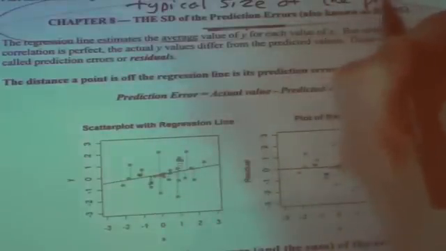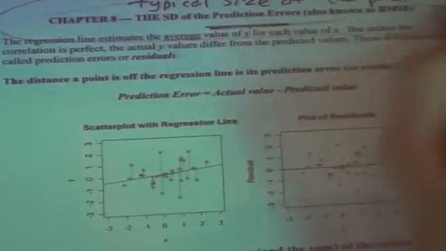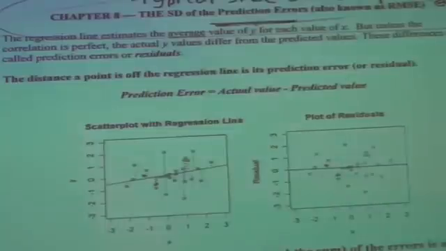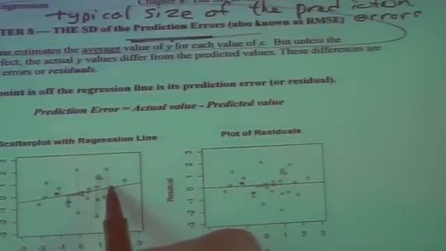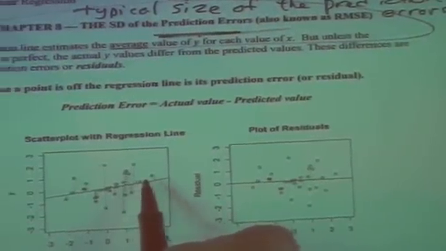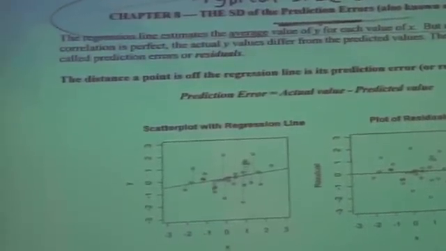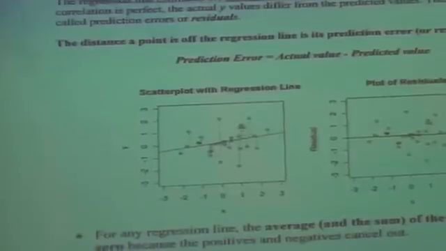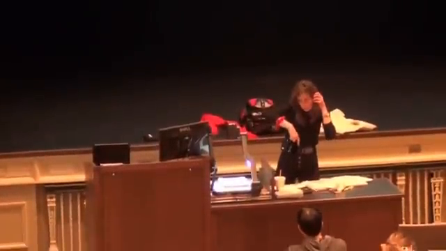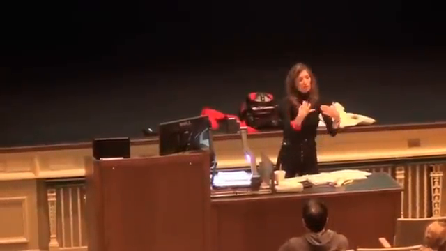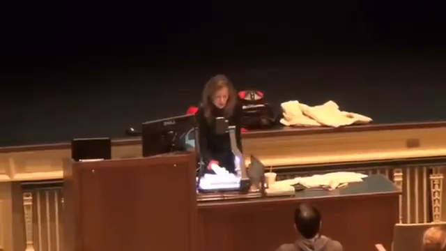Typical size of the prediction errors. What are prediction errors? You make a prediction, and if you're off the line, there's an error. I make a prediction you're going to get a 90. If you got a 92, your error is 2. If you got an 87 when I predicted you'd get a 90, your error is 3 below, -3. So I want to know what the typical size of these prediction errors are.